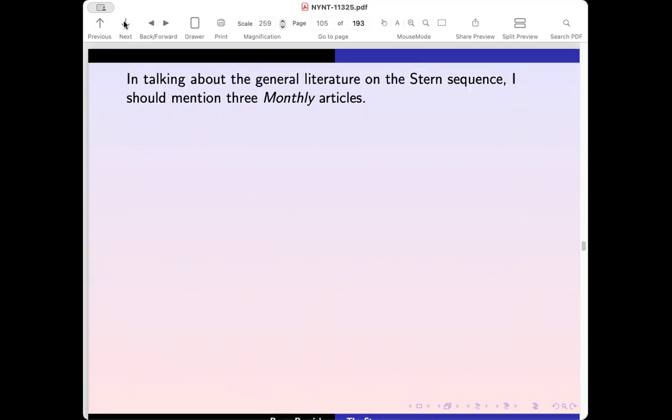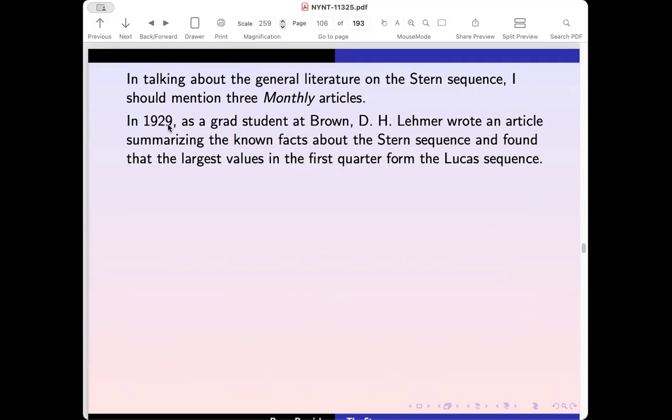I should mention 3 Monthly articles. The first one in 1929, when he was a grad student, D.H. Lehmer summarized the facts about the Stern sequence, and that the largest values in the first quarter form the Lucas sequence.